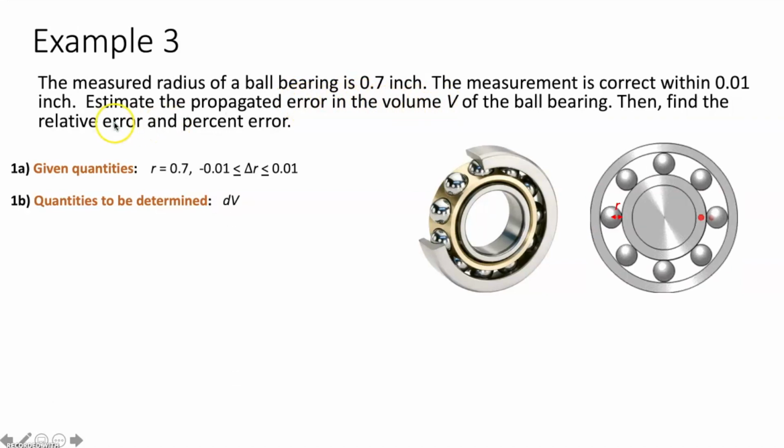Now, why didn't I put anything about the relative error or percent error? Because if we find dV, we can find these two things as well. Relative error is just dV over V. Percent error is just dV over V times 100. So let's move on to step 2, which is to state our equation.